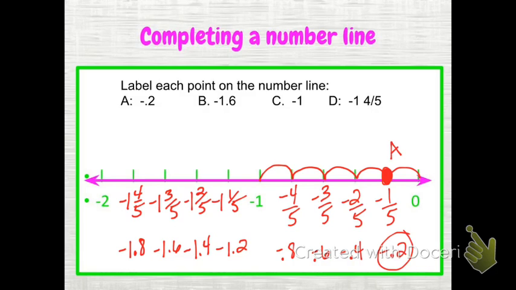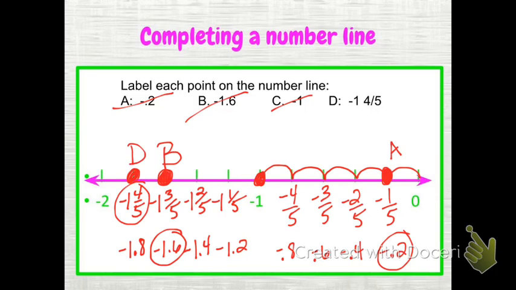Got it? All right, so point B is negative 1.6. Let's find it. It goes right here. Put a big dot. Label it B. Okay? C is negative 1. Big dot. C. Oops. And then negative 1 4/5. We find it. Here it is. Big dot. That's going to be D.